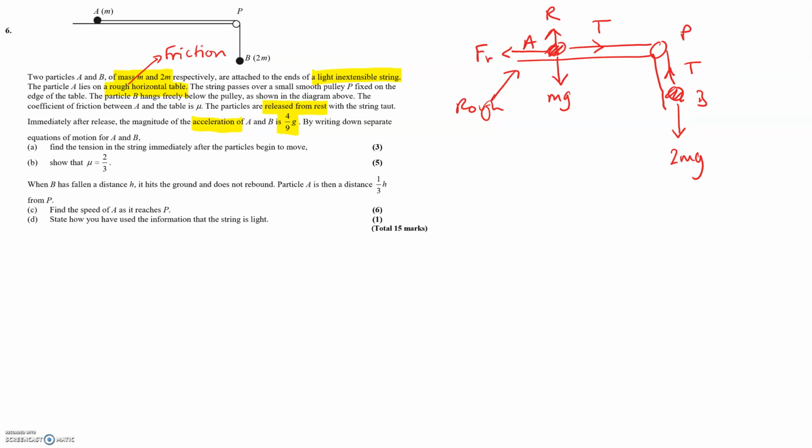In addition to that, then, there's acceleration. So I want to mark that on. The acceleration on B is going down, and we're told that that's 4/9 g. And the acceleration on A is probably going towards the pulley, and that's also 4/9 g. Okay, so that's what I've got for my diagram. Next part says to find the tension. So I'm probably going to need to write down some equations of motion as it suggests. And the equations of motion is going to come from Newton's second law, F equals ma.